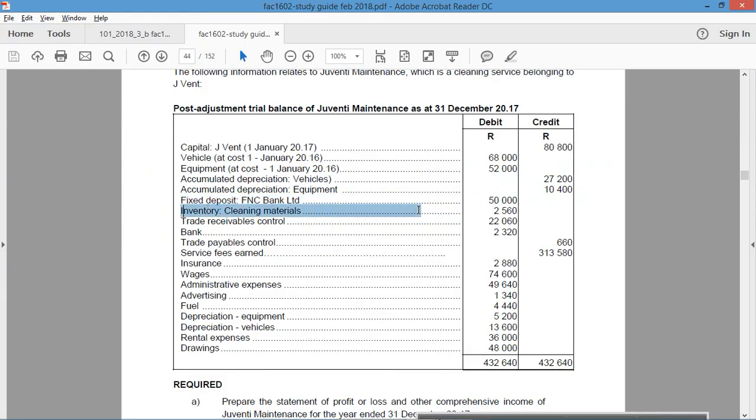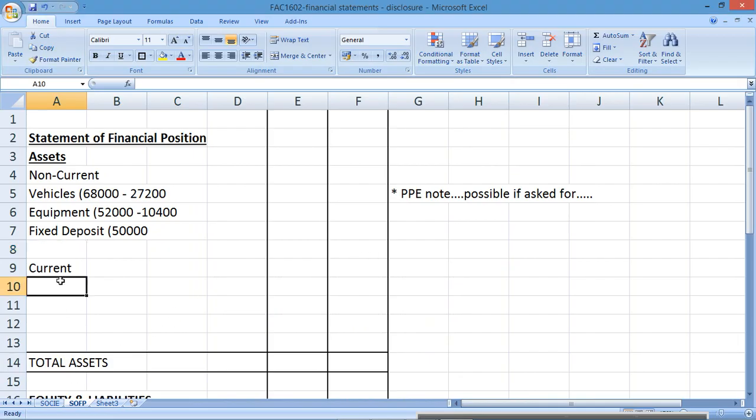Inventory. What is it? Inventory is an asset. Good. It's a current asset. Good. 2560. Forgot to put brackets.